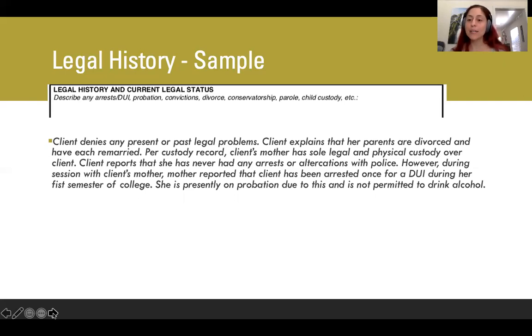Then I also included here, to get back at the idea of getting multiple sources, the client reports that she's never had any arrests or altercations with police. However, during session with mother reported that client has been arrested once for DUI. This is helpful for me to know and something that I wouldn't have known if I didn't have a second source, or if I did one of those things where, oh, the client doesn't look like they have any issues, so I'm not going to ask. Right? Make sure you ask. Don't be skewed by your bias.